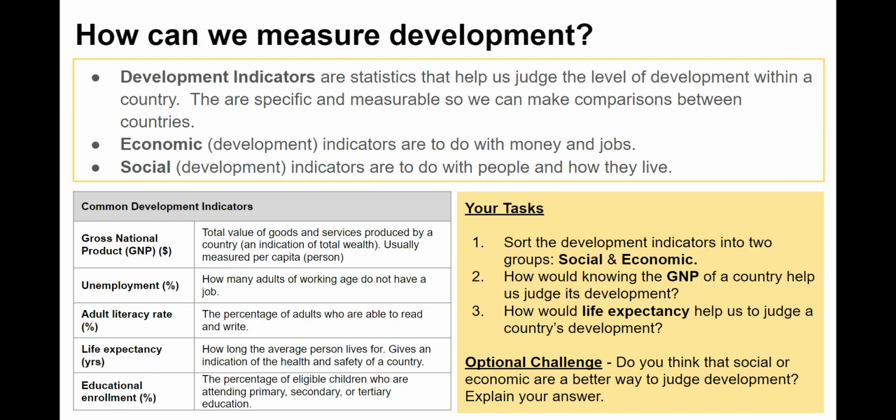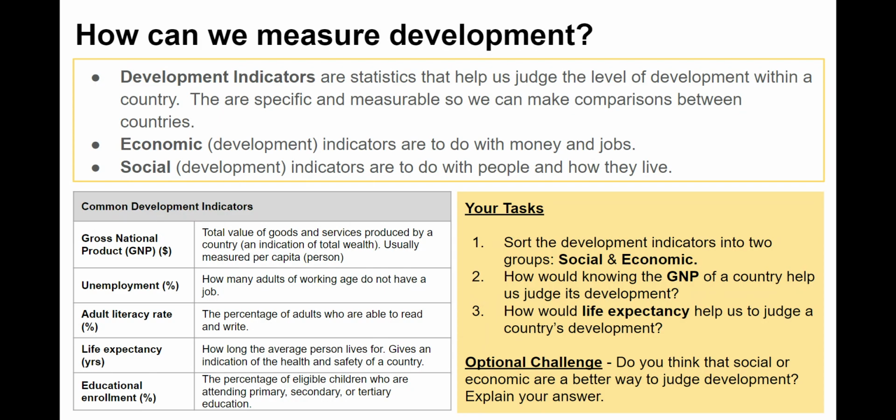Secondly, how would knowing the GNP of a country help us judge its development? If you knew the GNP, the gross national product of a country, what would that tell you about whether it's an HIC or an LIC? Why is that a useful statistic or a useful indicator for us to know? And question 3, how would life expectancy help us judge a country's development? What would that tell us about the country that might let us know whether it's an HIC or an LIC?